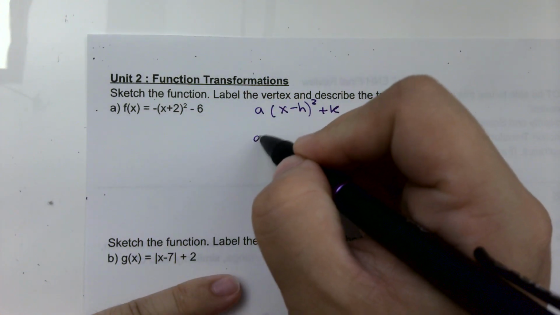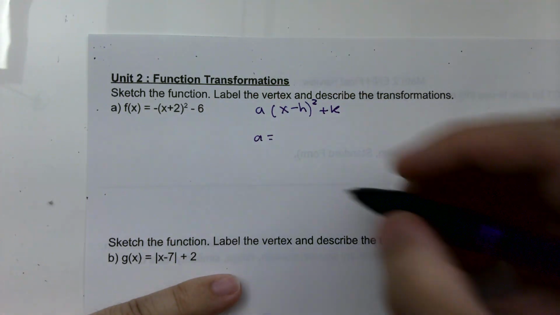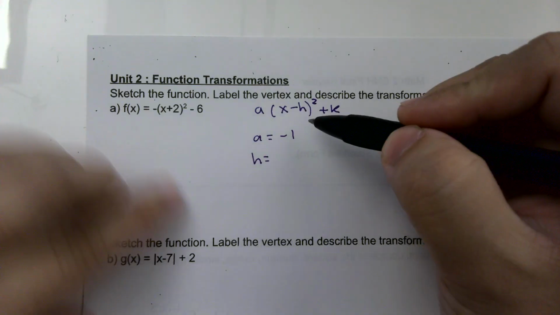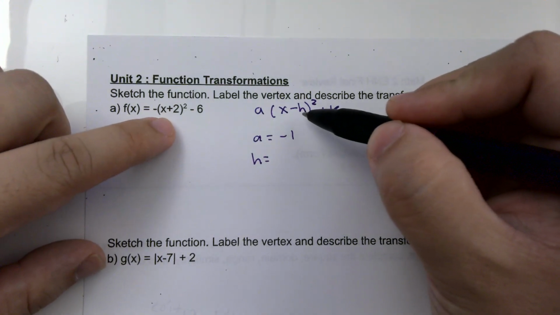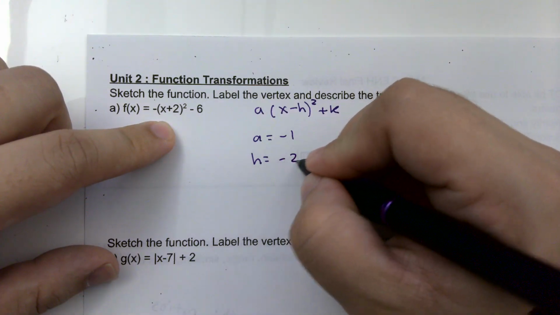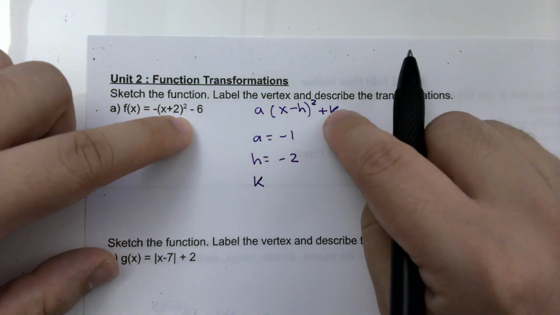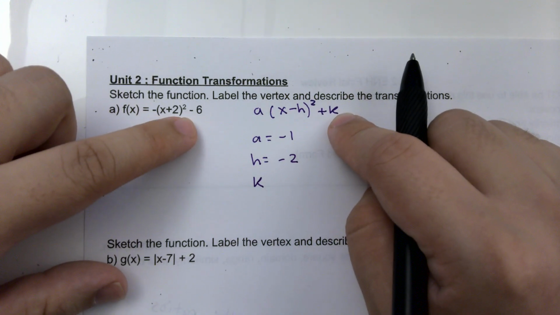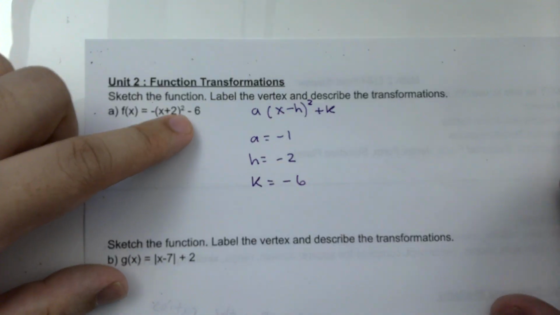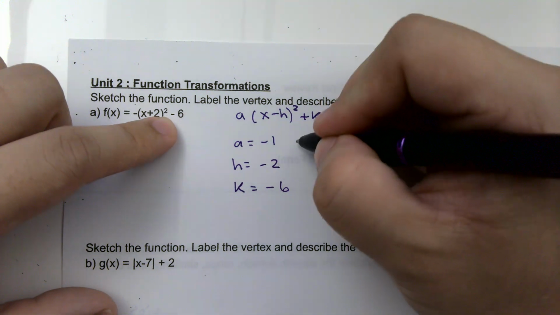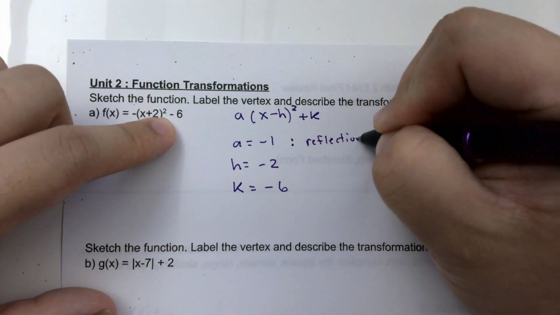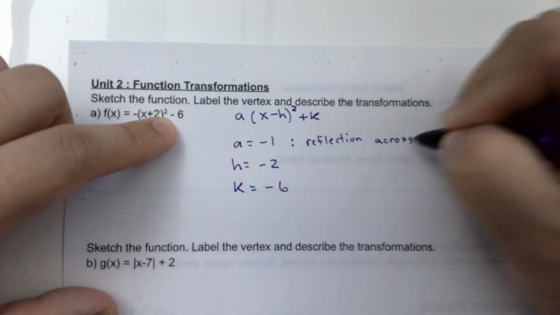A: there's a negative sign in the a spot, so a is -1. H: again, h switches signs. So if I see x plus 2, h is -2. K: plus k, so then what I see is what I get, -6. A being -1 means there was a reflection across the x-axis.